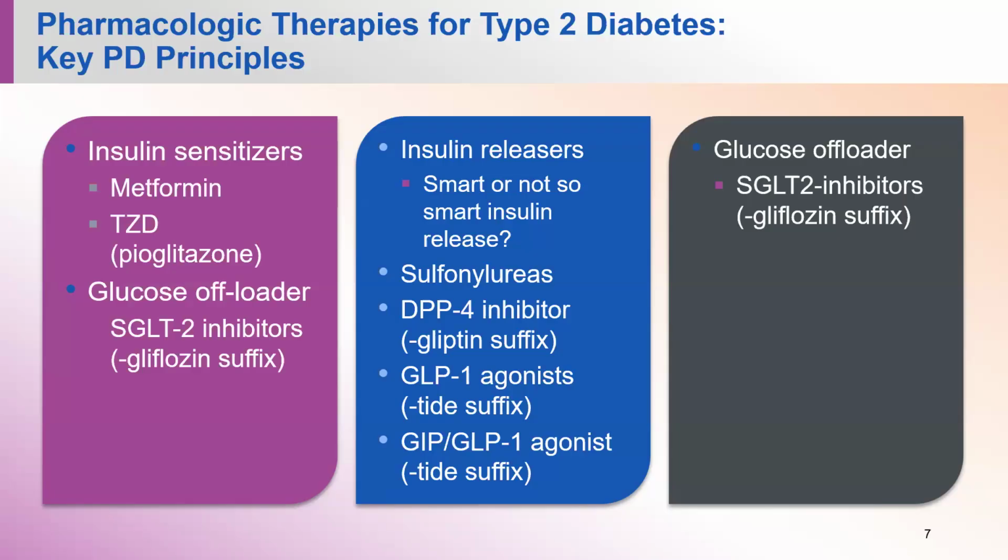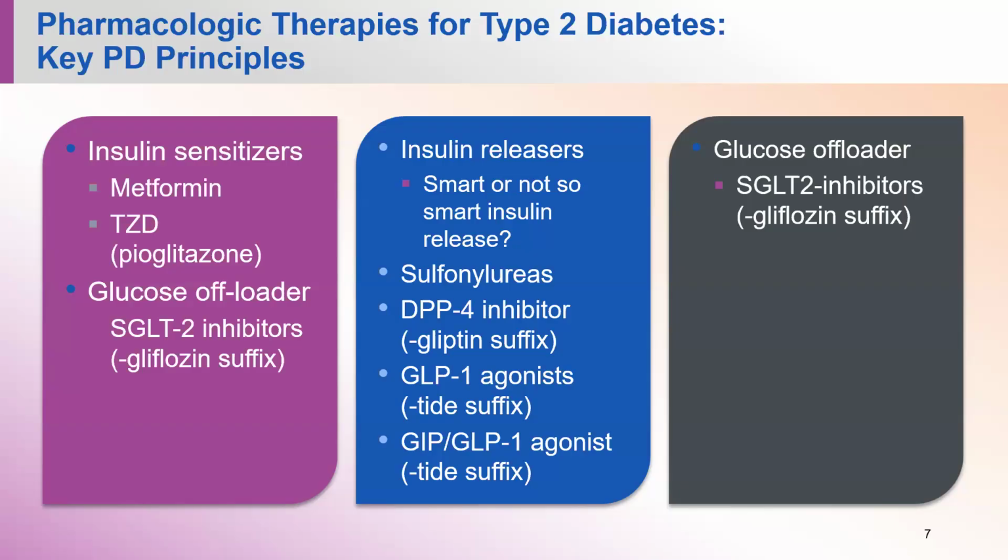And then glucose offloader. Only one class in that, and those are the SGLT2Is, and they all have the gliflozin suffix. So I find when I'm teaching this, I say to the students, think it through this way. What is it you're trying to do? Are you trying to allow the patient to utilize insulin better? Then you're going to go with metformin or a TZD. Put a little asterisk next to the TZD because we don't use the TZDs with insulin because it increases heart failure risk.